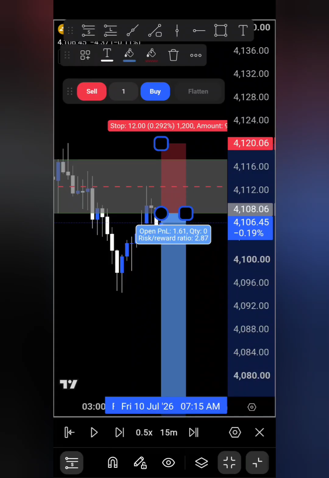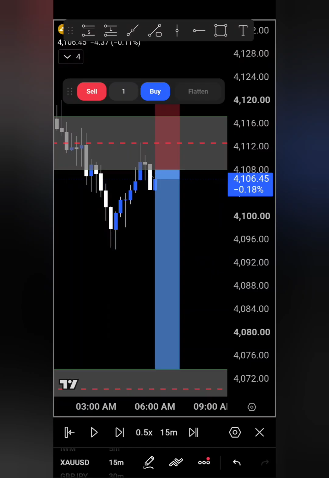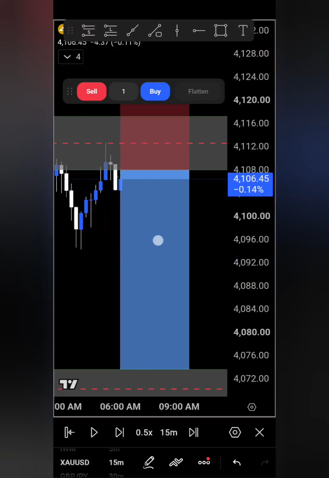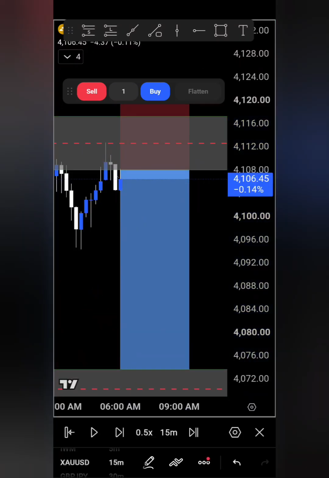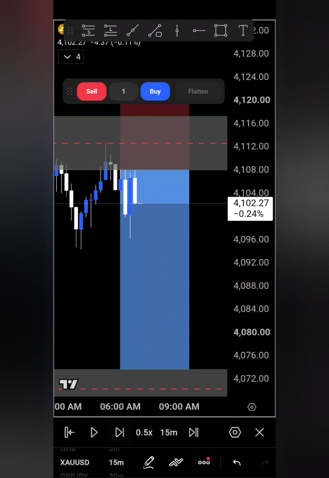And yeah, we're gonna see how this plays out. Drag this over a little bit. Put the visual behind so you can see the candle. And we cooking. We're gonna see what happens.